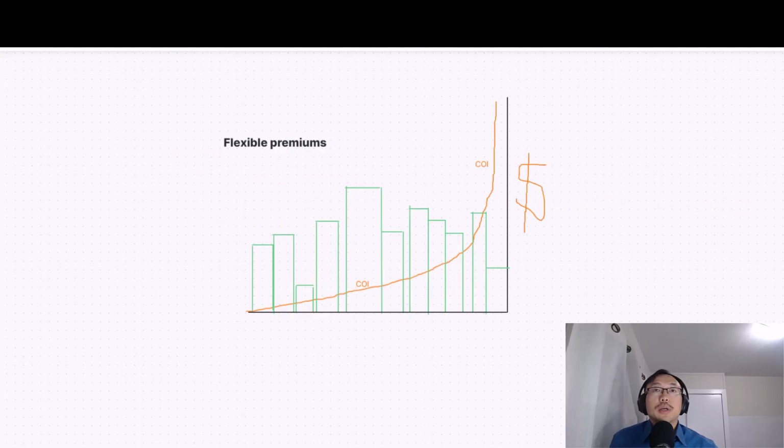So this is a graph depicting how a universal life insurance works with flexible premium. On the x-axis, you have the life of the program, and the y-axis is your money line. As you can see, this orange line represents the cost of insurance. The cost of insurance goes up as you age, while the x-axis shows your flexible premium. So in some months you could pay more, you could pay less. And with the flexible premium, how does this work?